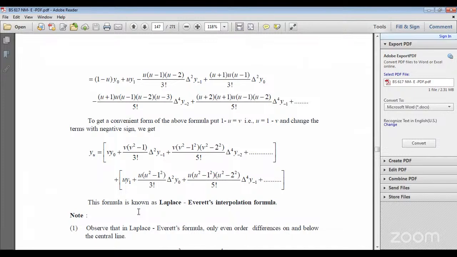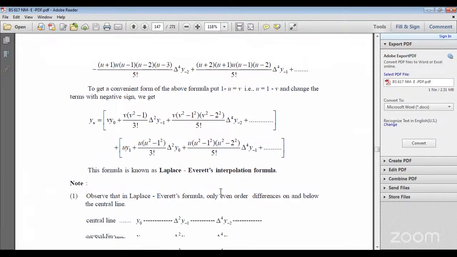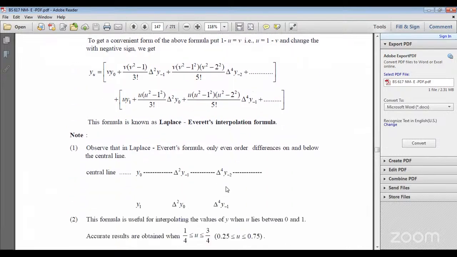Plus and so on, u into v cube minus 1 cube, v cube by v cube minus 3 cube by 6 factorial del power 6 y minus 3, and u minus 1, u by 1, u into u square minus 1 square by 3 factorial del square y naught, u into u square minus 1 square into u square minus 2 square by 5 factorial del 4 y minus 1. This is known as the Laplace-Everett interpolation formula. In the central line what we are taking here is y0, y1, del square y minus 1, del 4 y minus 2, y1, del square y naught, del 4 y minus 1.